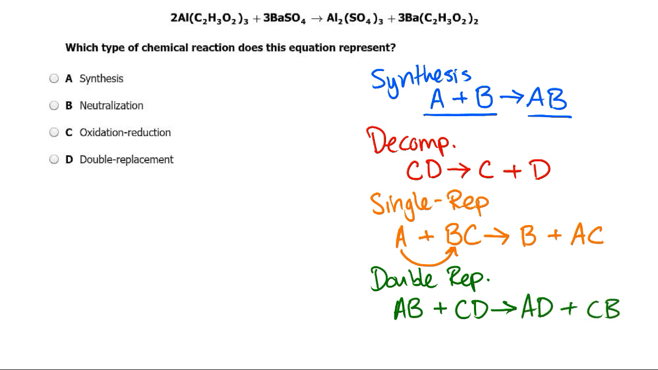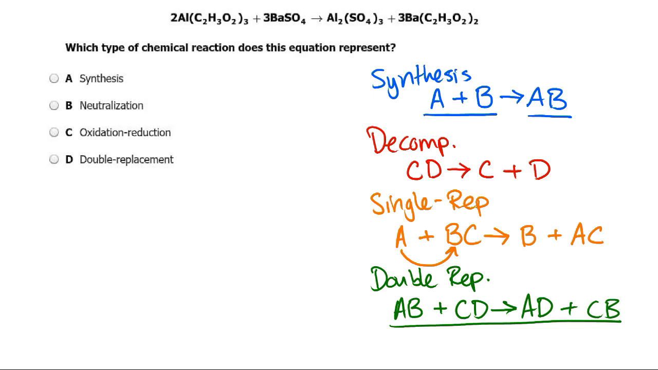These often can occur with metals or acids and bases, and they are the most complex looking reactions as long as they're not neutralization. A neutralization reaction involves an acid and a base that create water and a salt. So let's take a look at this example, or this particular problem.